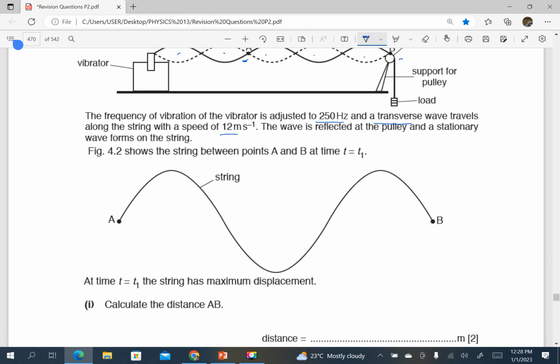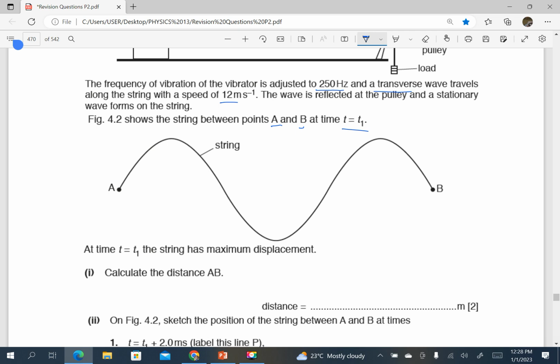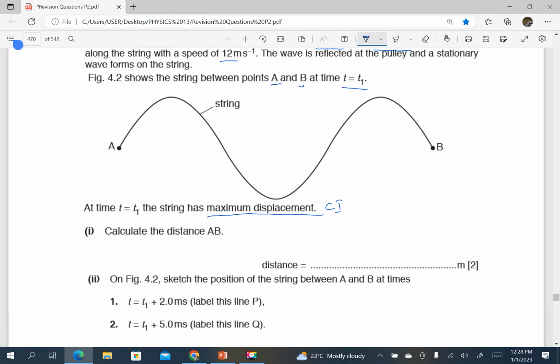Figure 4.2 shows the string between points A and B at t equals t1. So at t equals t1, we are seeing a stationary wave, and the string has maximum displacement. So this graph is showing maximum displacement of a stationary wave at t equals t1. That is, constructive interference has occurred at t equals t1. So we are starting with maximum displacement. Calculate the distance between A and B.